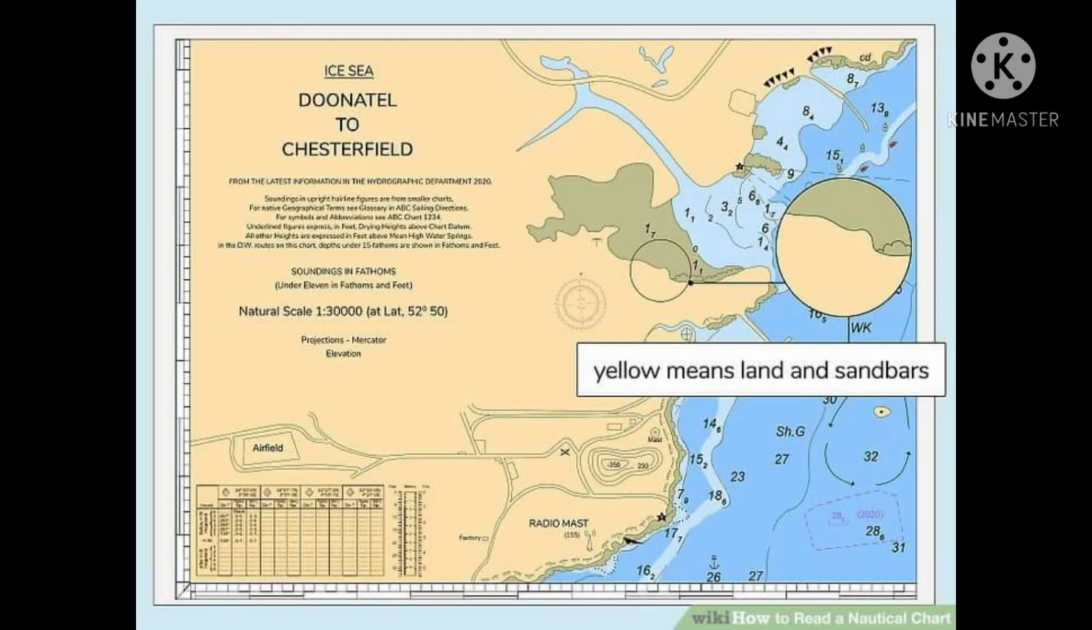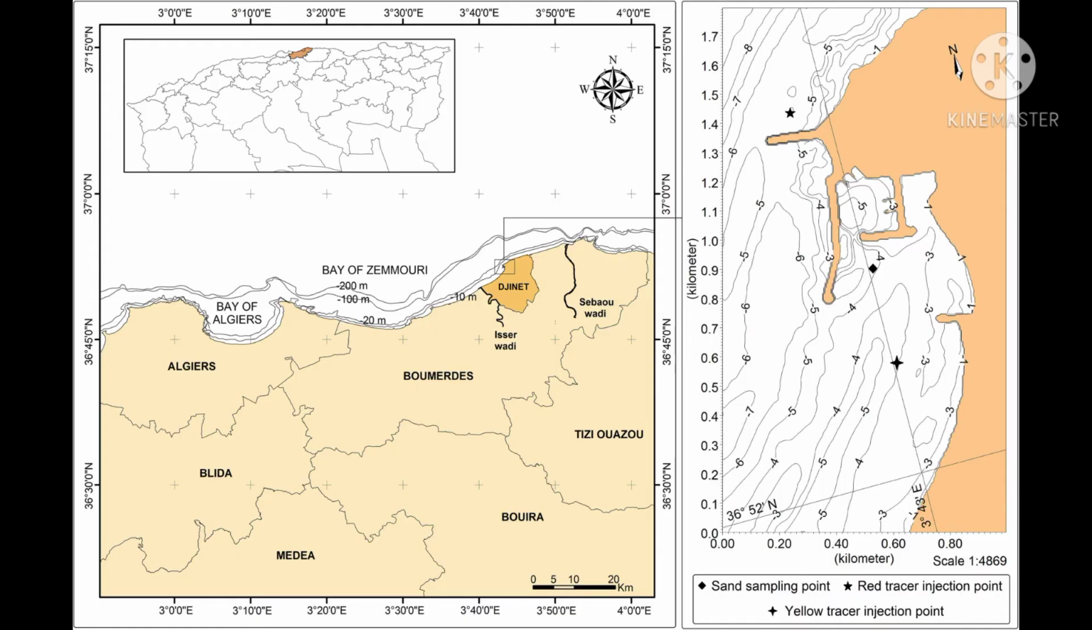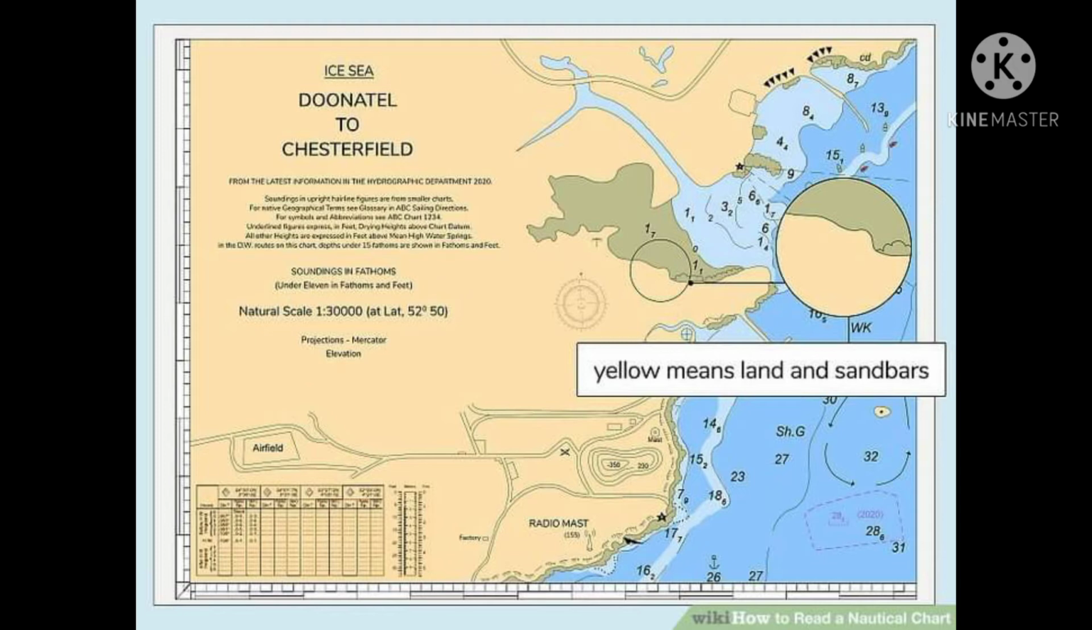Step 3. Find yellow or tan areas to identify land and sandbars. Dry land will usually be inside a contour line, but not always. Pay particular attention to any tan spots in the middle of water channels. Sometimes these spots are submerged and can damage your boat, especially in shallow water. Land is always a light color to distinguish it from water and other navigational aids.